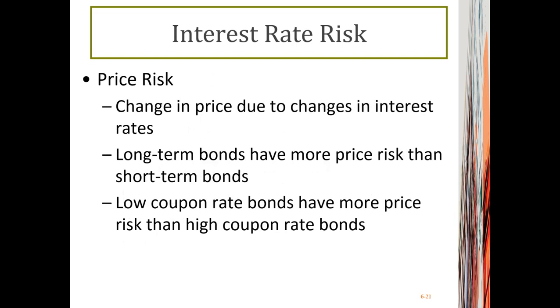Interest rate risk will cause the bond price to decline, and we call this price risk. And the longer term bond has higher price risk than the shorter term bond, and also the bond with a low coupon rate will have higher price risk than high coupon rated bonds.